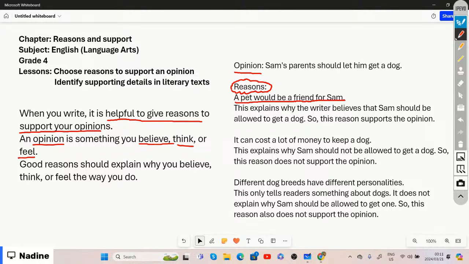You need to take care of them, you love them, right? So at the end of the day, they become your best friend, because pets don't get angry that quick, which means that they will show you genuine love. They are excited when you come home from school, right? That is basically our pets. So a pet would be a friend for Sam.